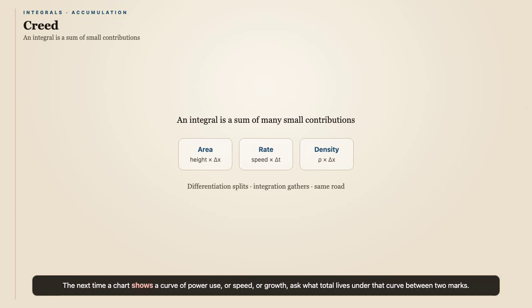The next time a chart shows a curve of power use, or speed, or growth, ask what total lives under that curve between two marks. That question is integral calculus in civilian clothes. Area, accumulation, average, and net change are one family. Mathematics gives the family a precise grammar. With that grammar, you can stack the world back together from its thin slices and trust the total you obtain.